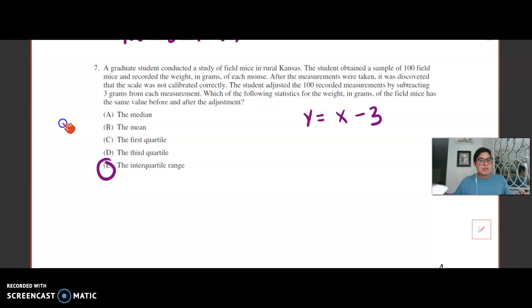But that's going to wrap up our lesson on transforming data. And in the next lesson, we're going to introduce this idea of percentiles and z-scores. So stay tuned to learn a little bit more.